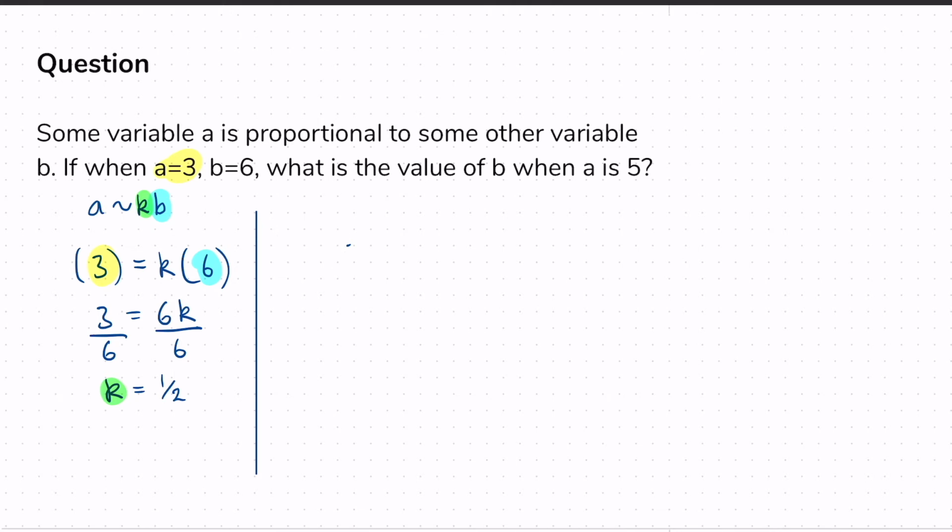How is A proportional? Well, we can find it using this here. So if A equals 5, B is equal to, well, we divide both sides by half. 5 divided by half is 10, so B is equal to 10.